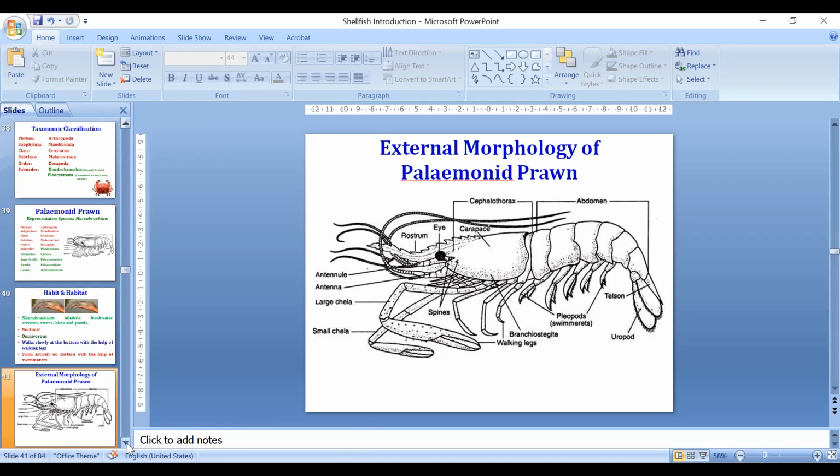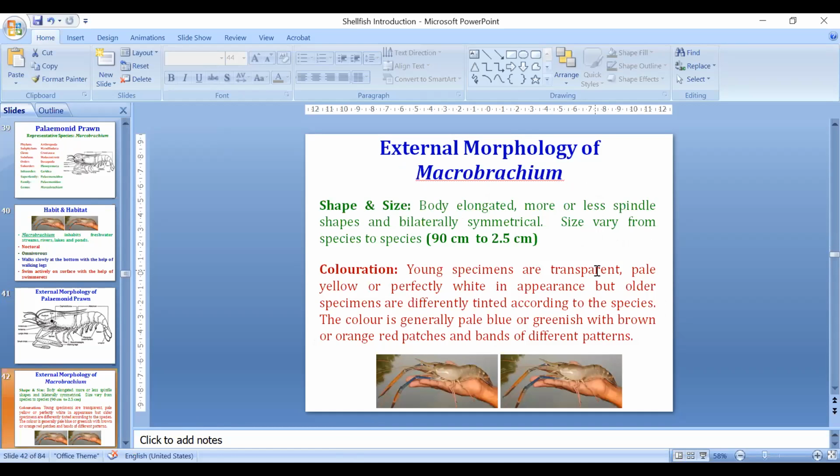Okay, so as I have told, first we have to talk about the shape and size. The body is basically elongated and somewhat spindle shaped, and bilaterally symmetrical, meaning if you cut the animal from the middle, it will divide into two equal parts. Now the size: there is a huge variation in the size of the species of Macrobrachium. They are as small as 2.5 centimeters and as long as 90 centimeters.